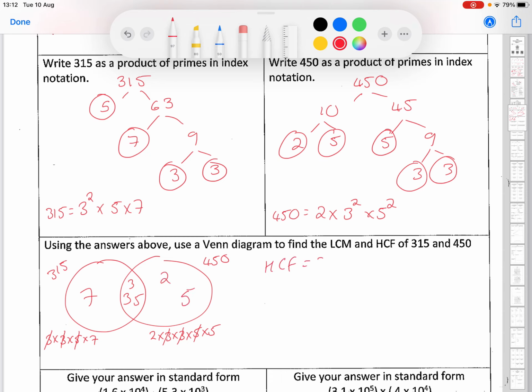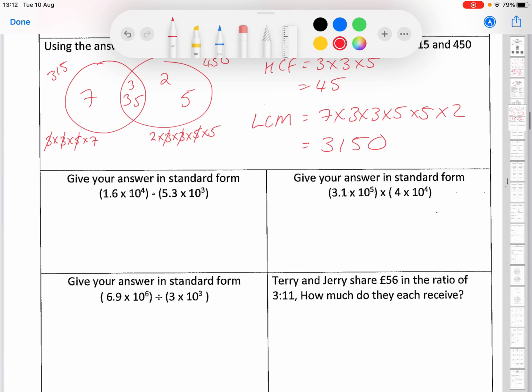The highest common factor is going to be the middle numbers, so 3 times 3 times 5, which is 45. And our lowest common multiple is going to be all the numbers, so we've got 7 times 3 times 3 times 5 times 5 times 2, which is 3,150.